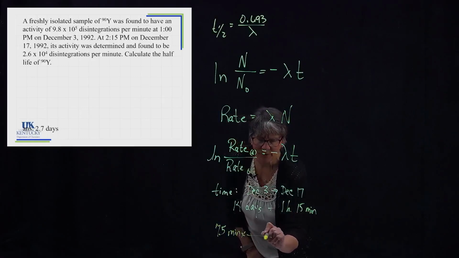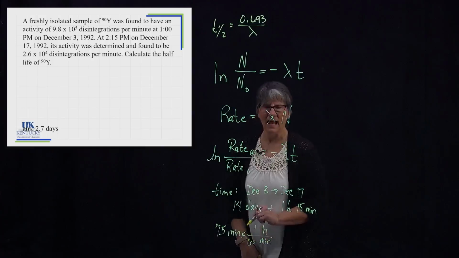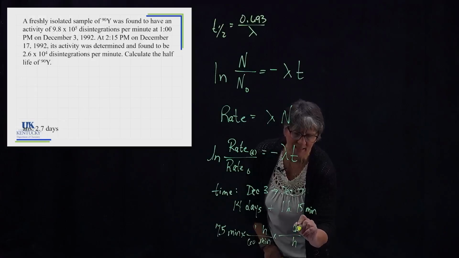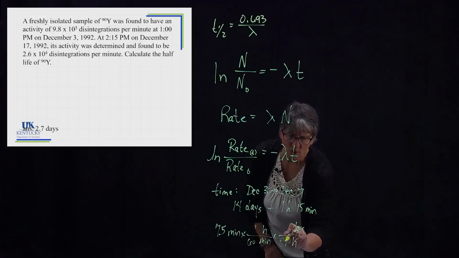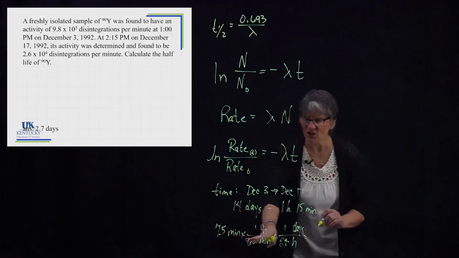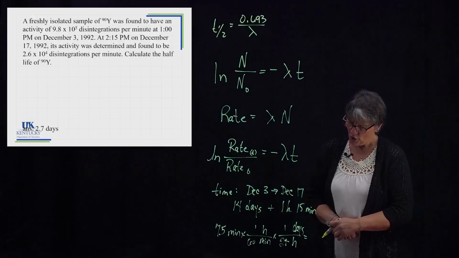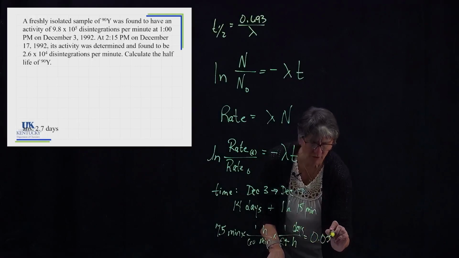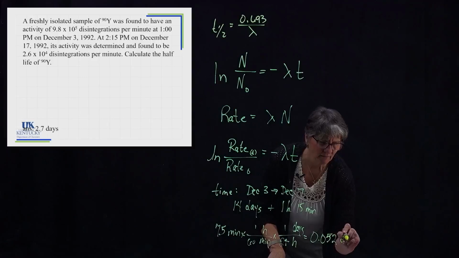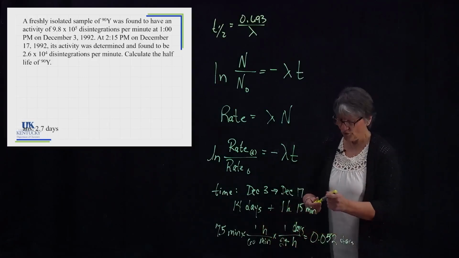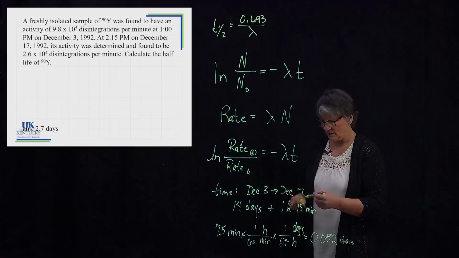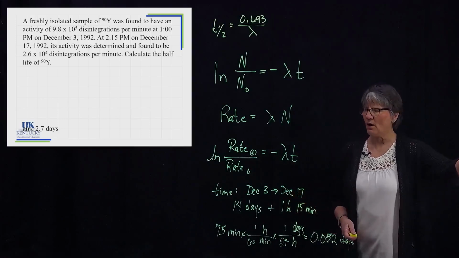So I can say, I really don't want minutes. I want hours. There are 60 minutes in an hour. And I really don't want hours. I want days. And there are 24 hours in a day. So this additional few minutes that I have right here turns out to be 0.052 days. Okay, so that is how much time I have. I have 14.052 days.